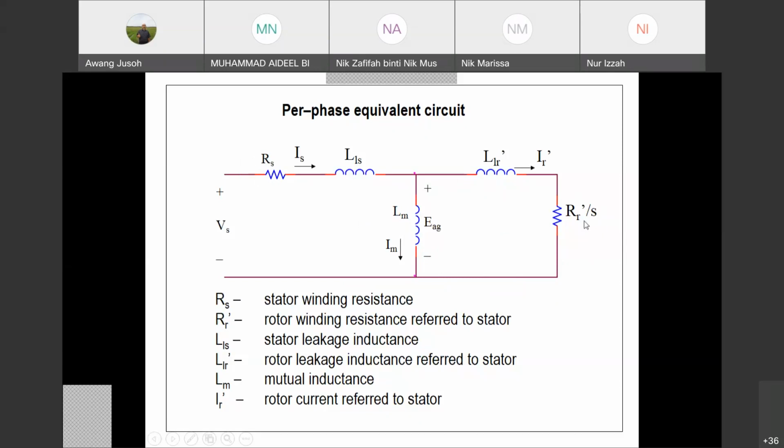You want to know how much the efficiency is, so you can easily find the efficiency. You want to know the torque, how much at starting or at full load or at maximum, so we can use this circuit to easily calculate the torque. Right? So this is a circuit that we call the per phase equivalent circuit for a three-phase induction machine, or sometimes we call it the IEEE per phase equivalent circuit.